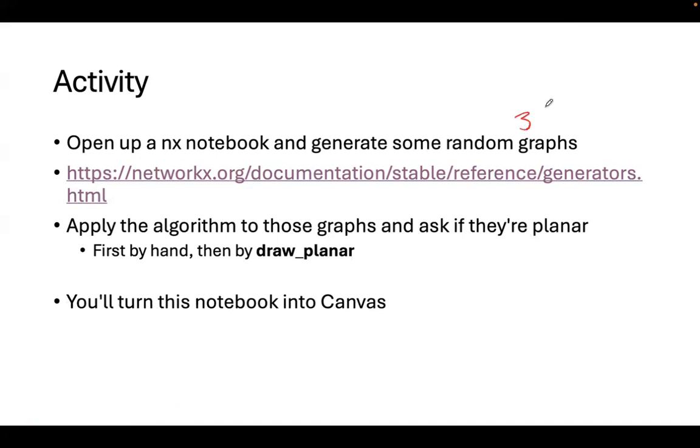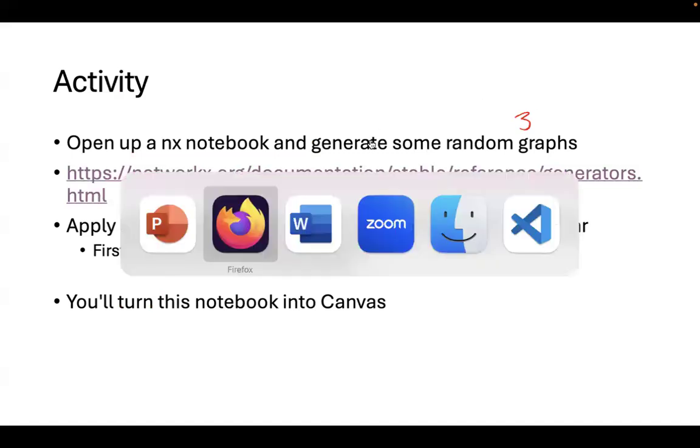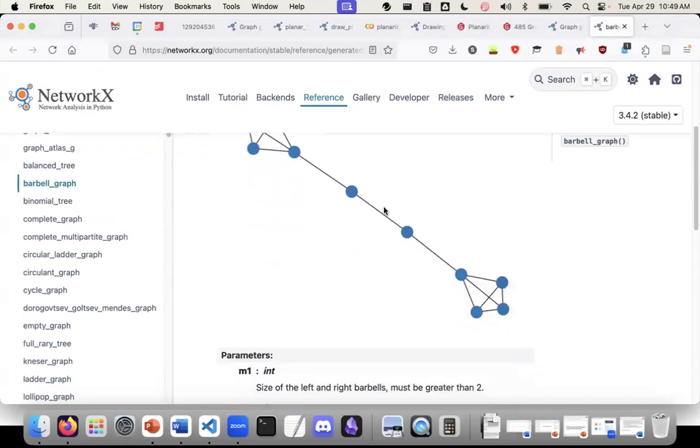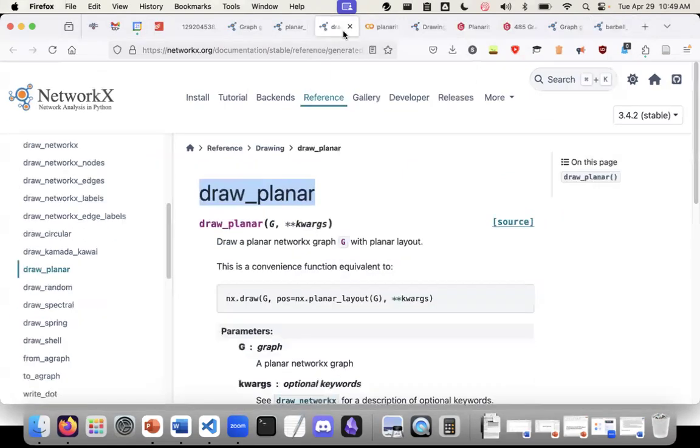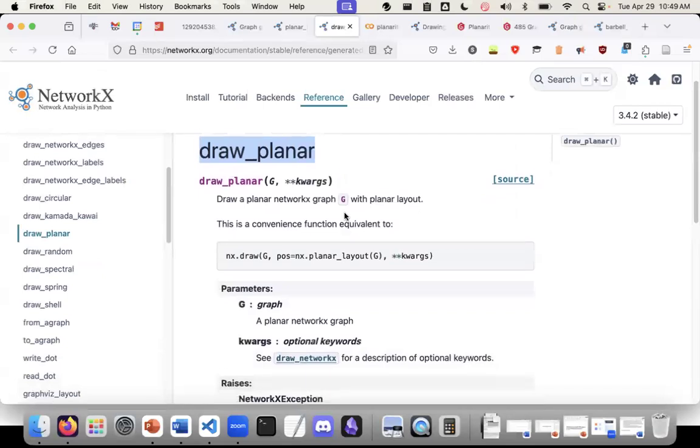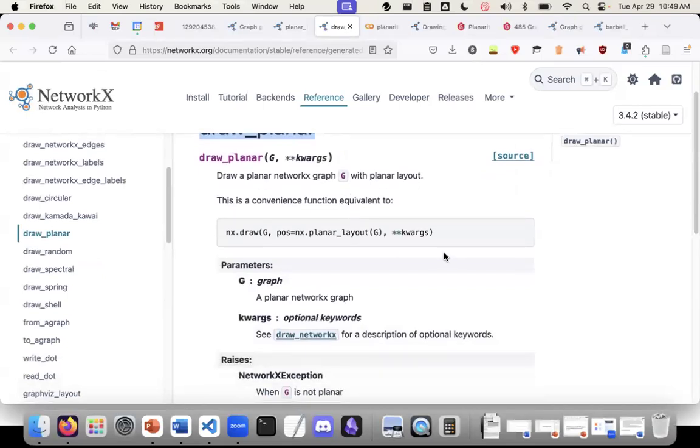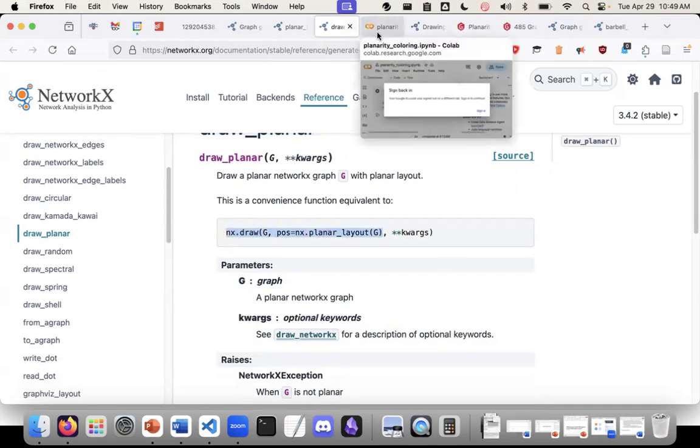Let's say 3 random graphs and run through the algorithm by hand and ask if they're planar. And then what you can do is, if you go to draw the graph, you can also ask, is this graph planar? So I have an example here.